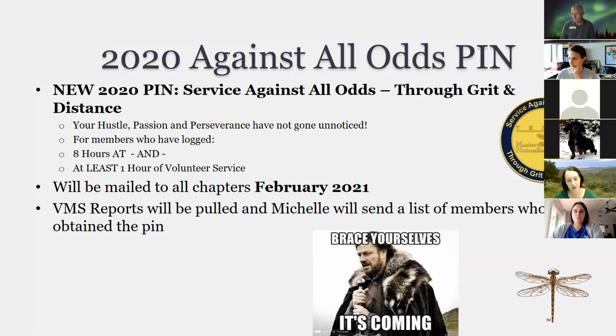So you don't have to order the COVID pins. They will be shipped directly to your chapter based on the data that's in the VMS for your members. We'll send that with a list. There's a question in the chat. Do trainees who are in training in 2020 get this pin if they have the 8 hours and 1 hour? Yes. And then the second question is, where will they be sent?